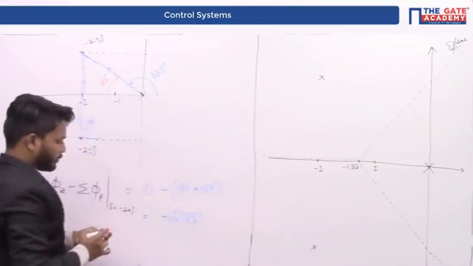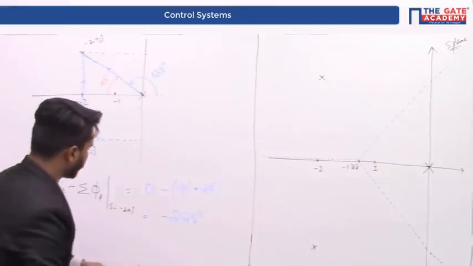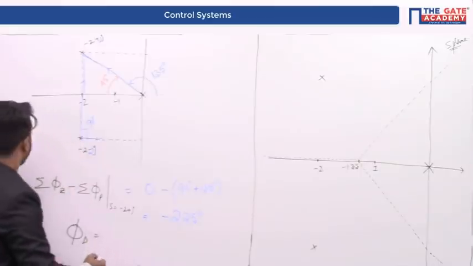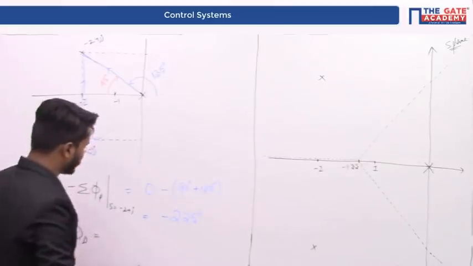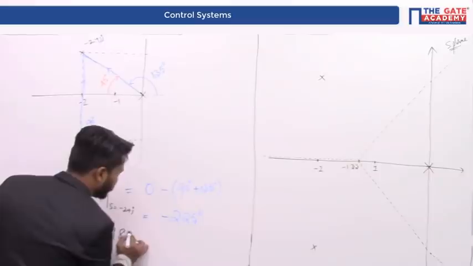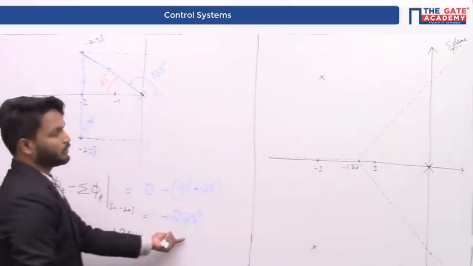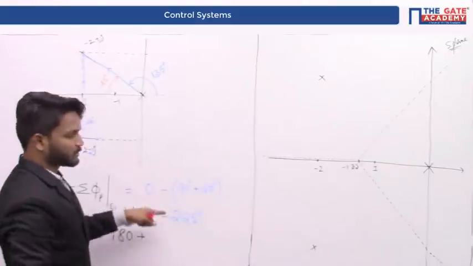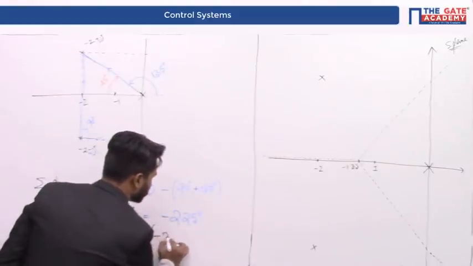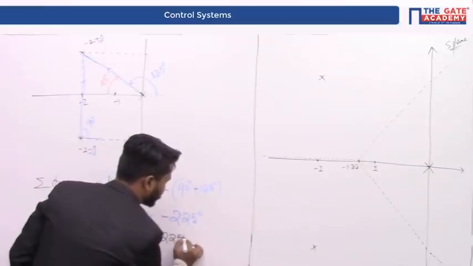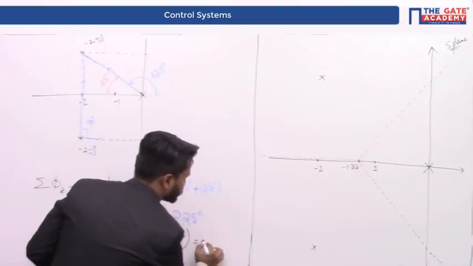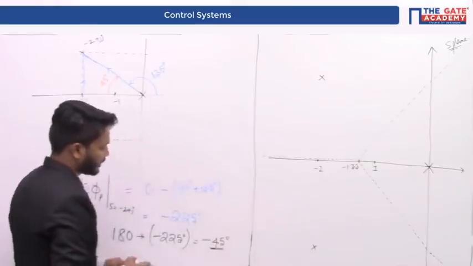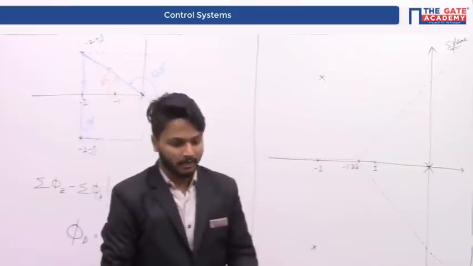degrees. But for angle of departure, we have a formula that phi d, we actually get this formula from the phase condition. We have angle of departure is equal to 180 plus the phase of the system at this particular pole. Phase of the system at this particular pole is minus 225 degrees. So 180 minus 225, it is going to be minus 45 degrees. Therefore, the angle of departure is going to be minus 45 degrees.